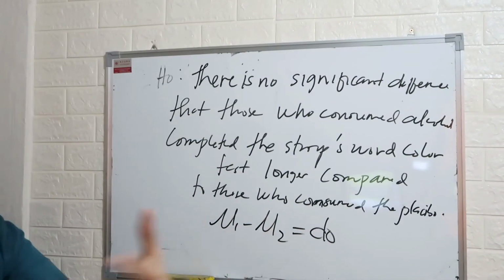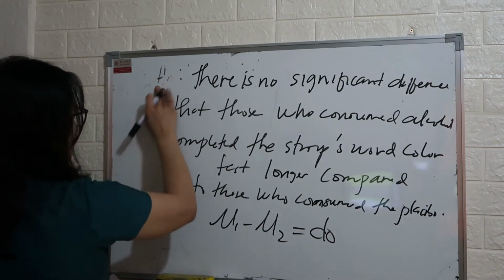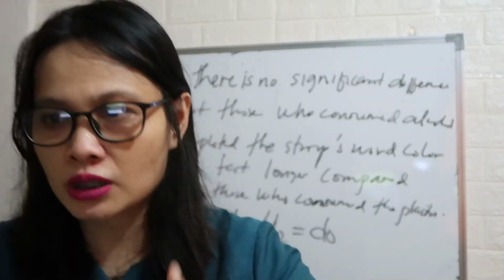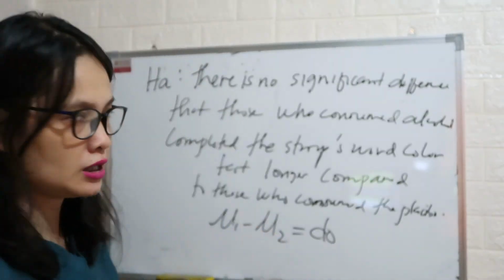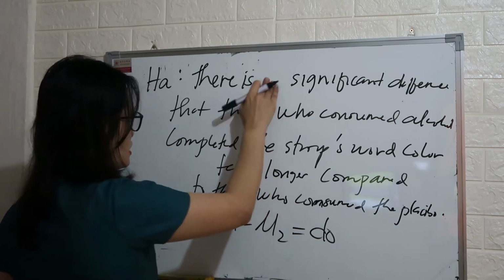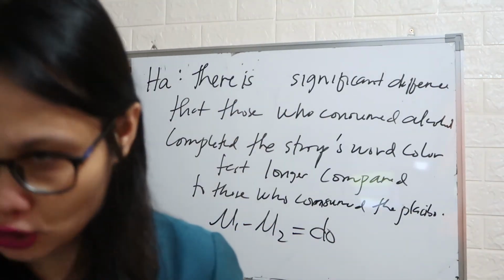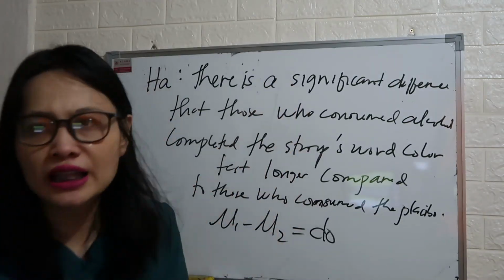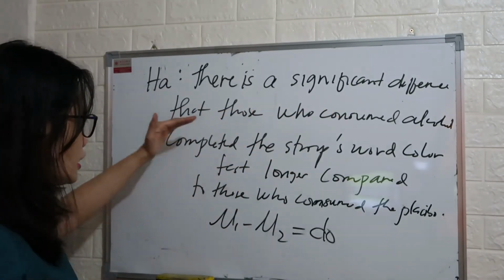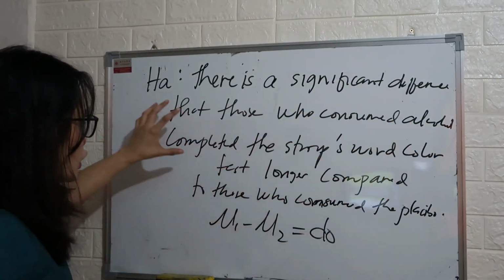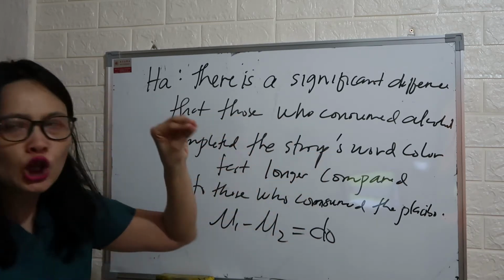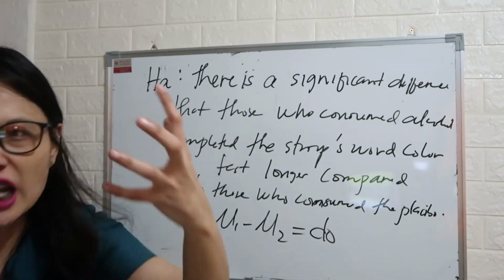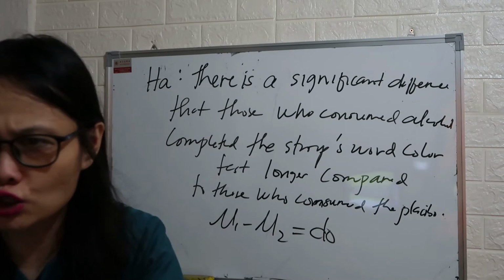Next, after we identify your null hypothesis, what will be your HA? Your HA will be the opposite of that one. Meaning your HA, the research prediction, is that there is a significant difference. That will be your HA, the prediction of the researcher, that there is a significant difference, that those who consume alcohol completed the Stroop color test longer compared to those who consume the placebo. So that is your HA. The researcher predicts that there is a change.